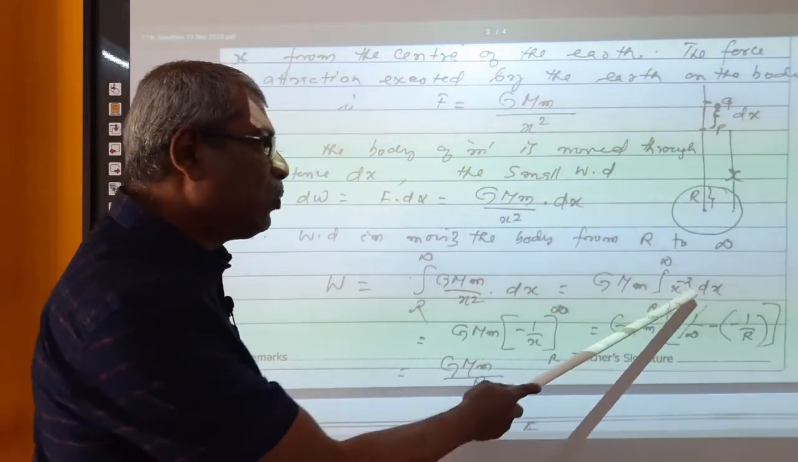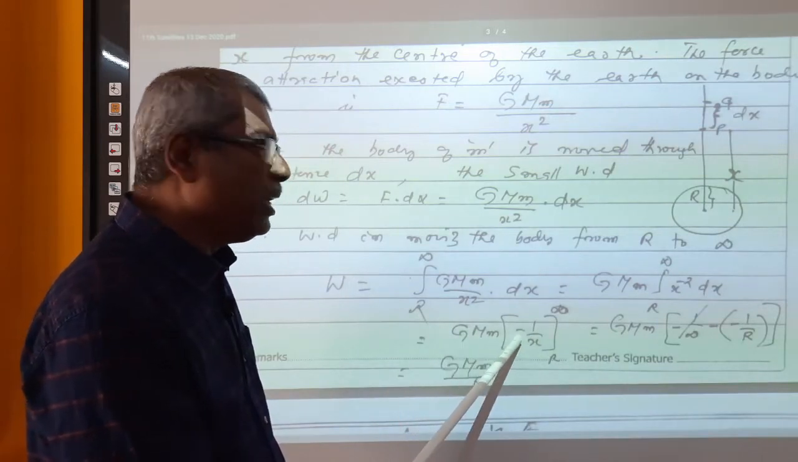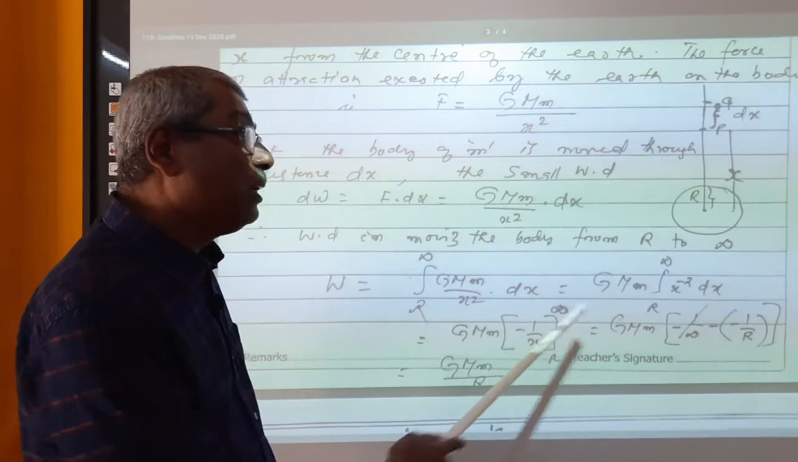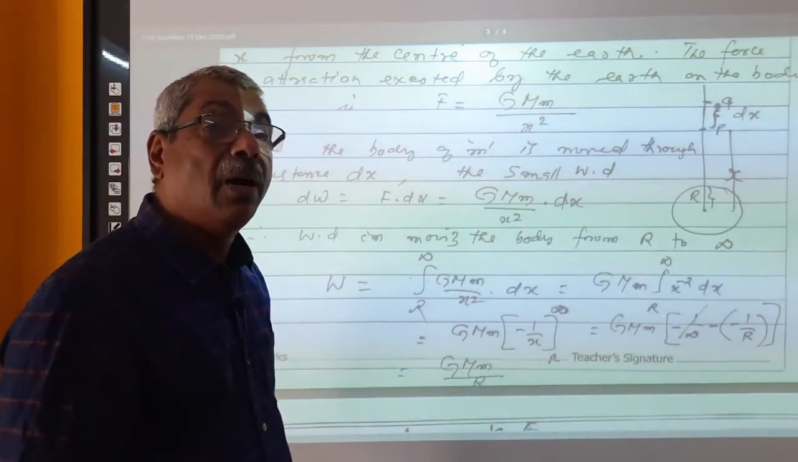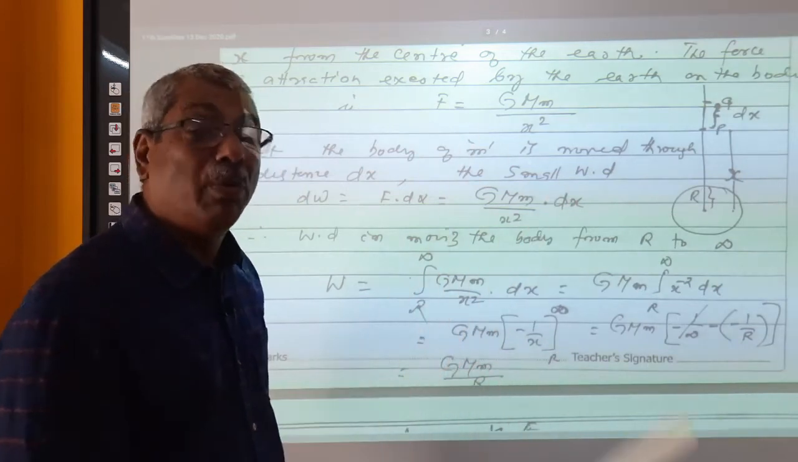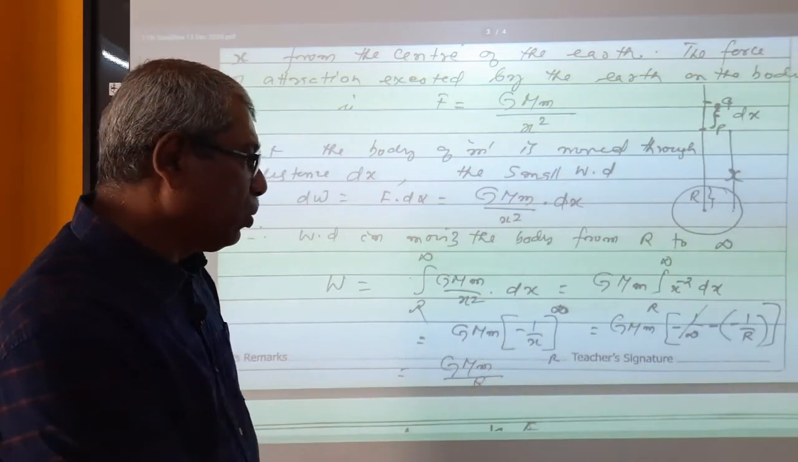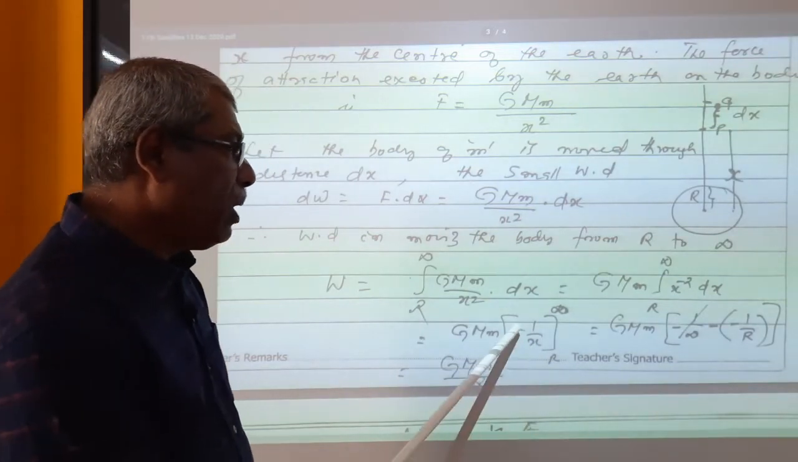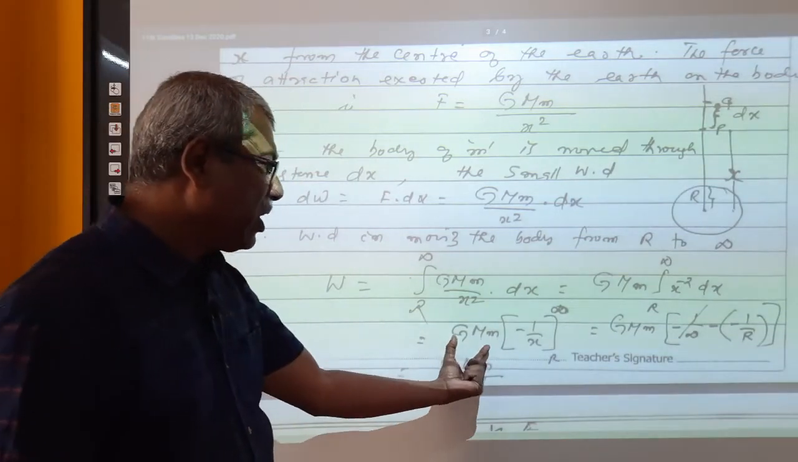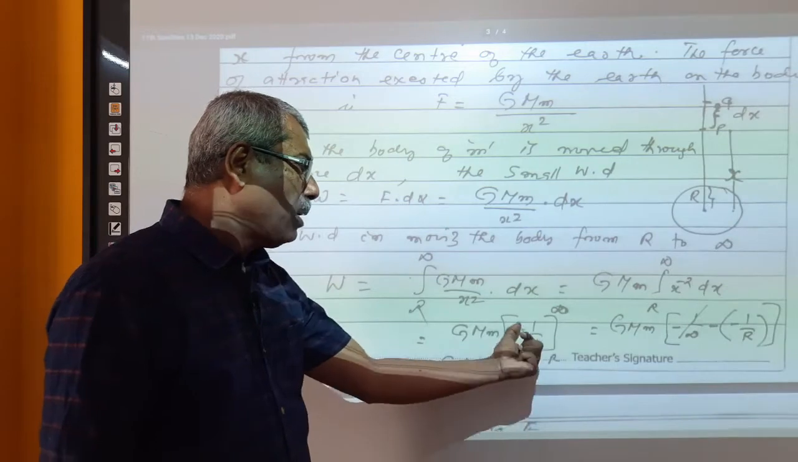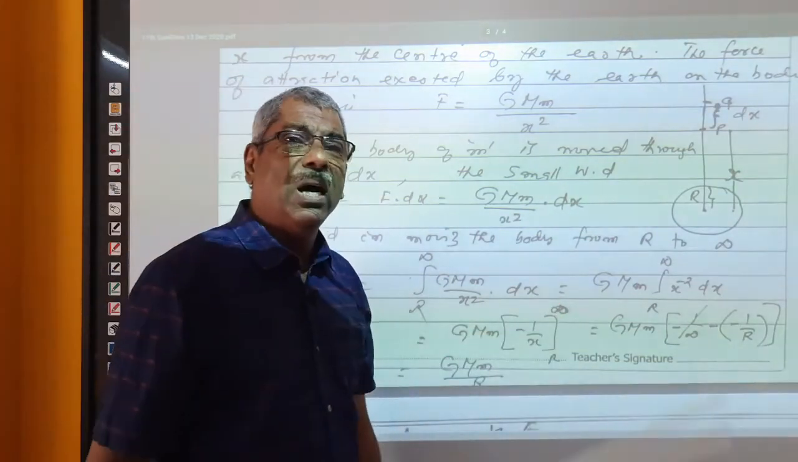Am I correct? This when integrated, as we did in the last case, you get G M m into the integral of x raised to minus 2, which gives x raised to minus 2 plus 1 divided by minus 2 plus 1. You will get minus 1 by x. Am I correct? So you are getting G M m into minus 1 by x within limits r to infinity.